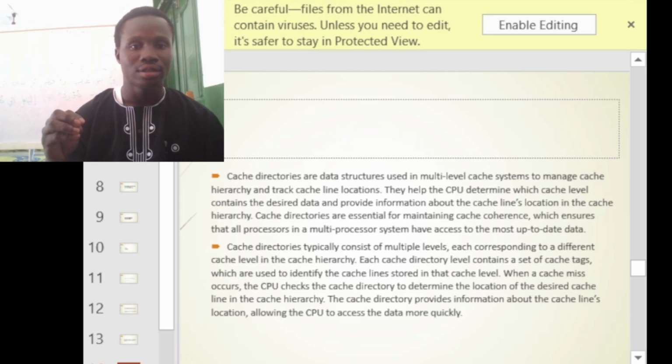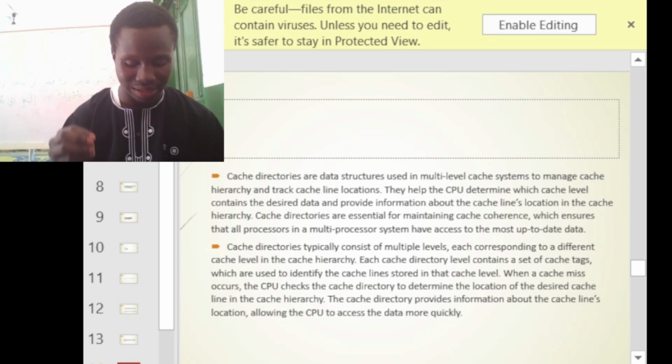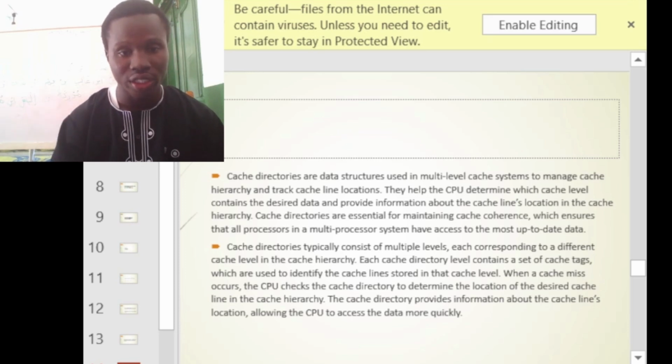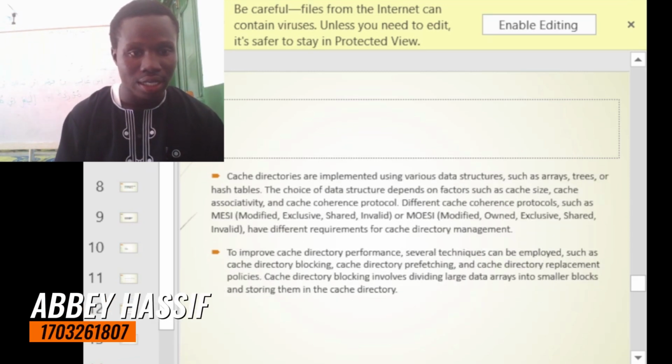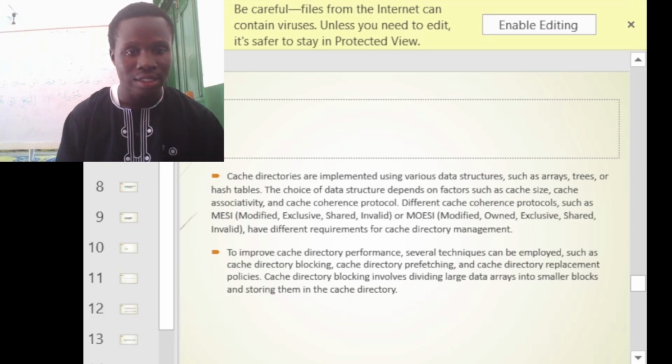So the long and short of all this is that cache directories are nothing but data structures used by computer systems to store frequently accessed data such as files or web pages in a faster or more easily accessible location. In addition, cache directories are implemented using various data structures such as arrays, trees, or hash tables. The choice of data structure depends on factors such as cache size, cache associativity, and cache coherence protocol.